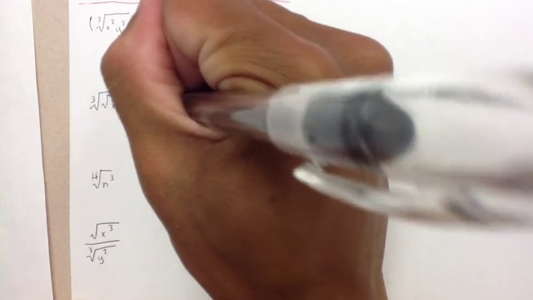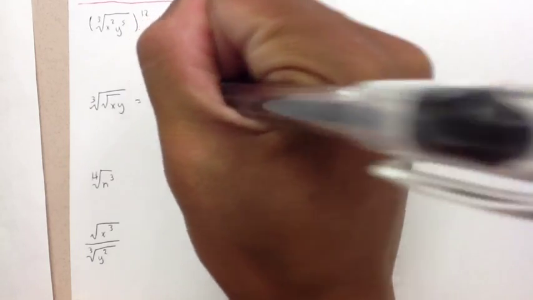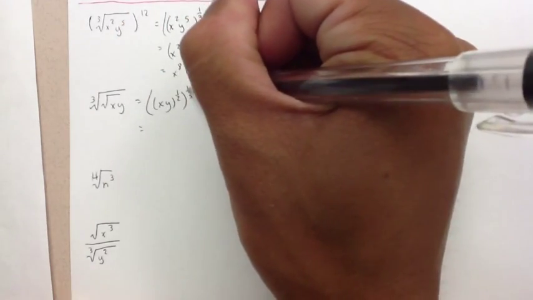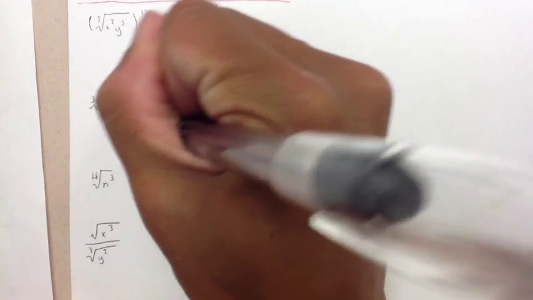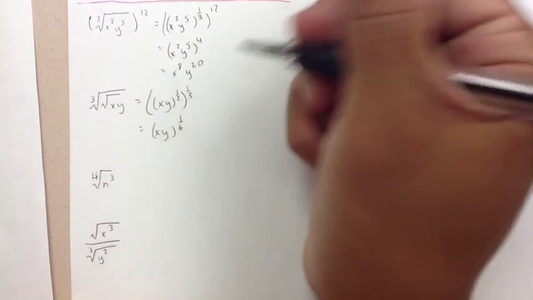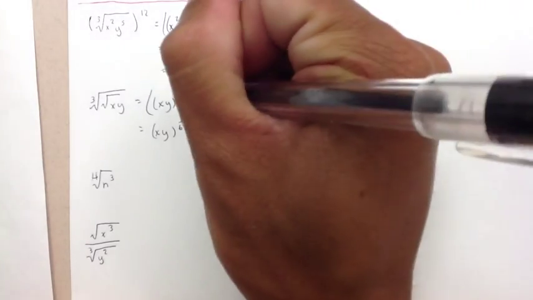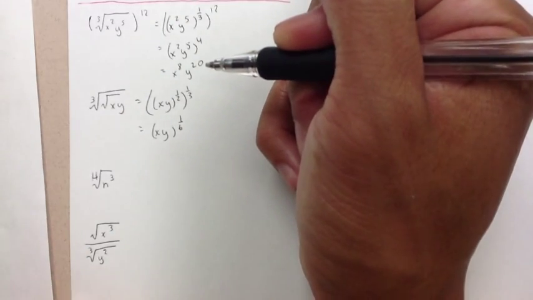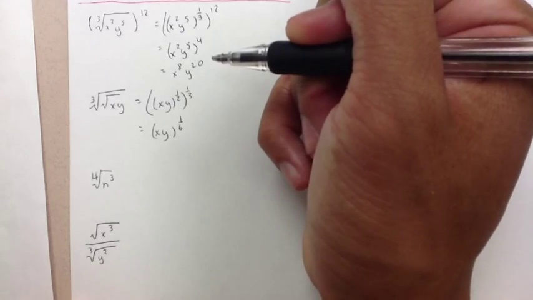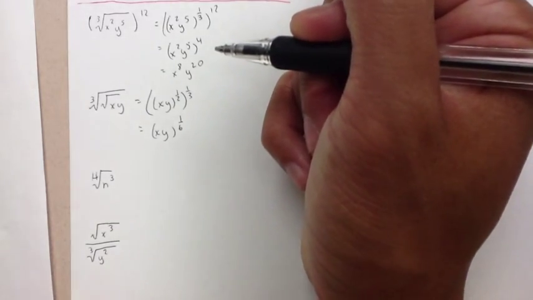Do the same thing, x, y. First it's to the 1/2 because that's inside the 1/3. Multiply these two together, so 1/2 times 1/3 is xy all to the 1/6, or x to the 1/6, y to the 1/6. Unlike the other problem that was x to the 1/2 times x to the 1/3, that one you had to add because that was a multiplication problem, not a power problem.